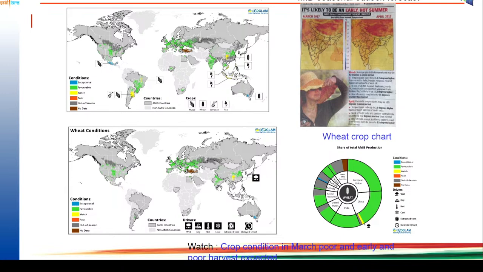What is the crop stage, whether the crop is under watch or under good condition. Here you see in India, March had a hot summer. Because of that, crop maturity was hastened. As a result, crop condition in March is poor in certain areas, and it is going to be harvested early. This kind of information is analyzed globally for the crops: wheat, maize, rice and soybean. This complete crop monitor and crop marketing information is also made available through GeoGLAM.